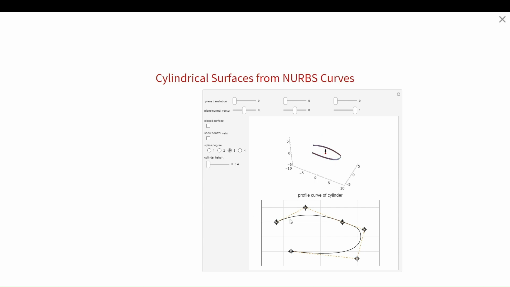There are different degrees that you can add to the curve to change the shape of it. So I'll just add an extra degree here and make a slight change there. And you can see that the figure has changed. So this is an open cylinder. We also have the closed cylinder as well. And that concludes my portion of the presentation.